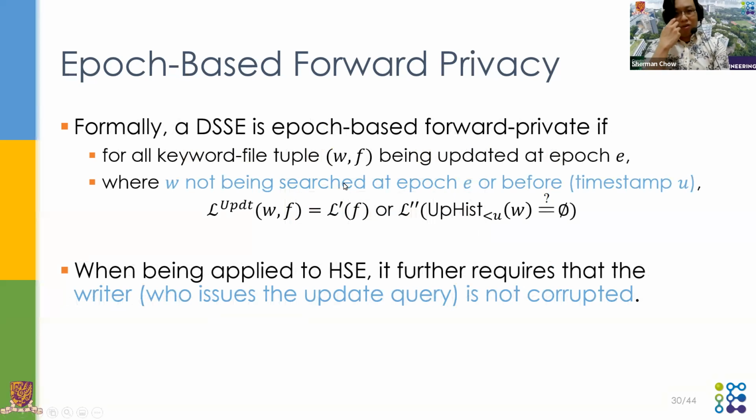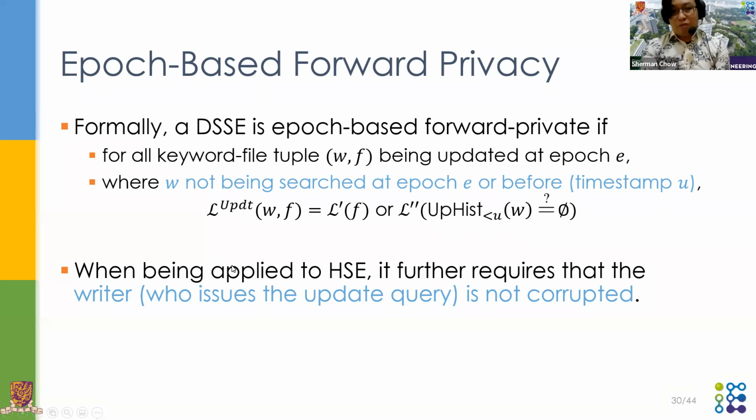With that, let me spell out the more formal definition that just combines things together. We consider a DSSE to be epoch-based forward private if, for all keyword-file tuples W and F being updated at epoch E, the current epoch, and we also require that W is not being searched at this epoch or before. Because in the leakage we use timestamp U, that's the correspondence between the timestamp and epoch. And you still see the same definition: the only thing leaked about W is whether it has been updated before at all.